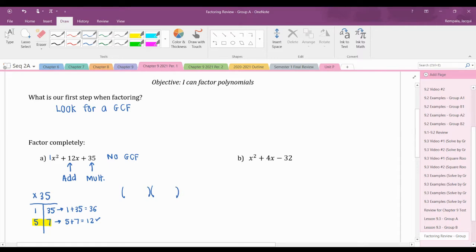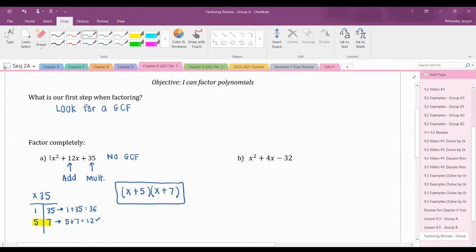Because there was a 1 in front of the x squared, that means that we get to start each of our parentheses with an x, because x times x is x squared. The two numbers that worked, that multiplied to 35 but added to 12, so the 5 and the 7, are what's going to fill in the rest of the parentheses. Everything's positive in my original problem, so everything's going to be positive in my parentheses. It doesn't matter if you put the 5 first or the 7 first. I'm just going to put the 5 first, but then this would end up being my factored answer.